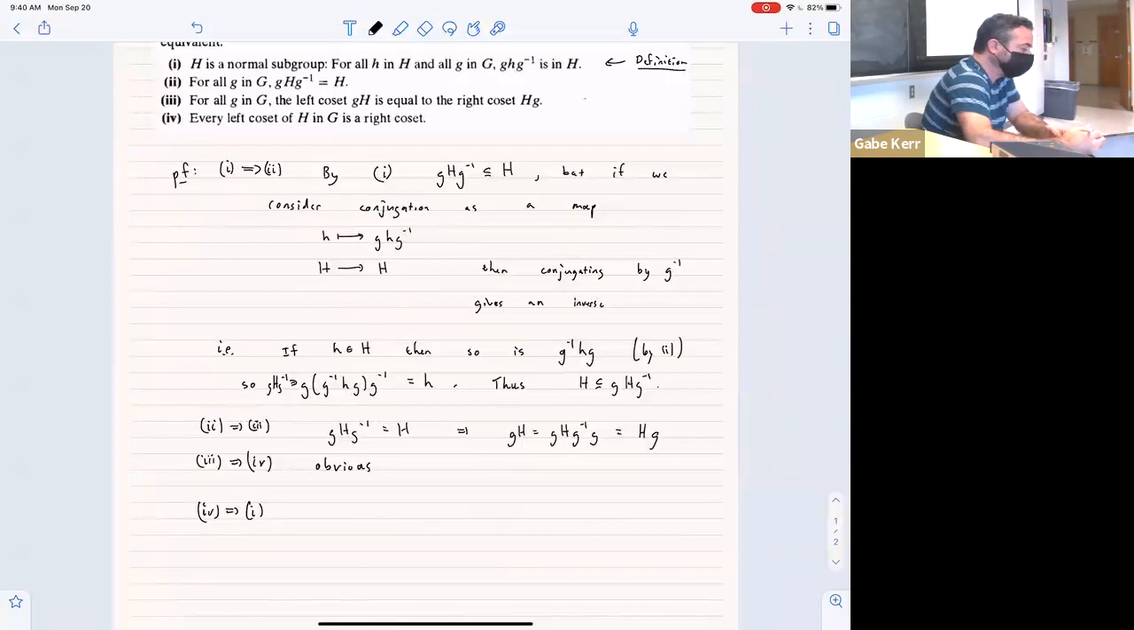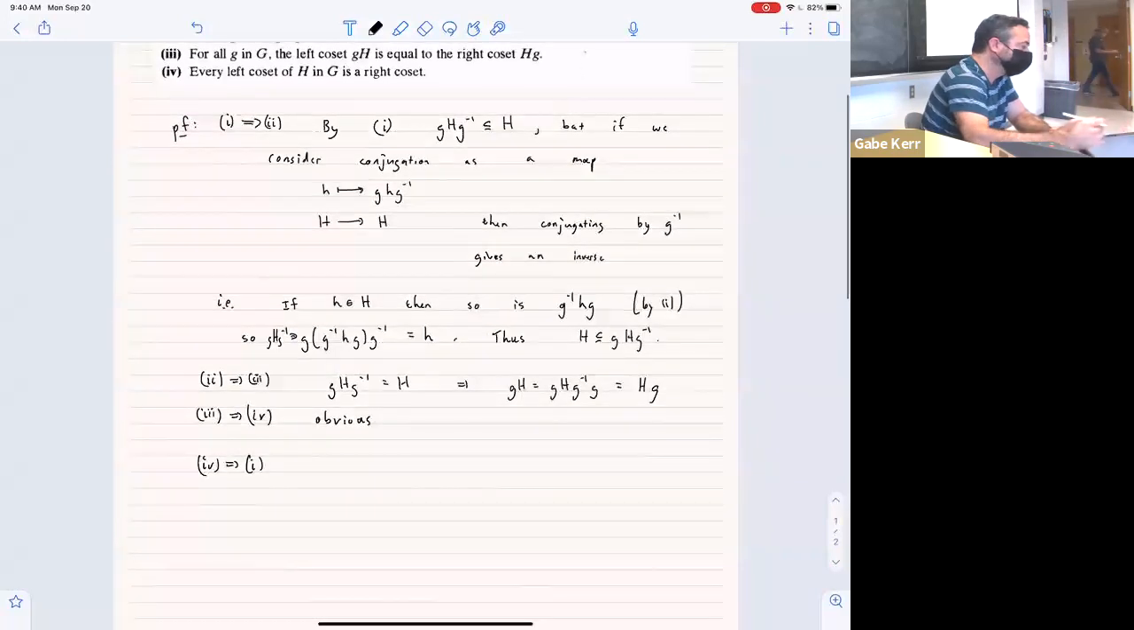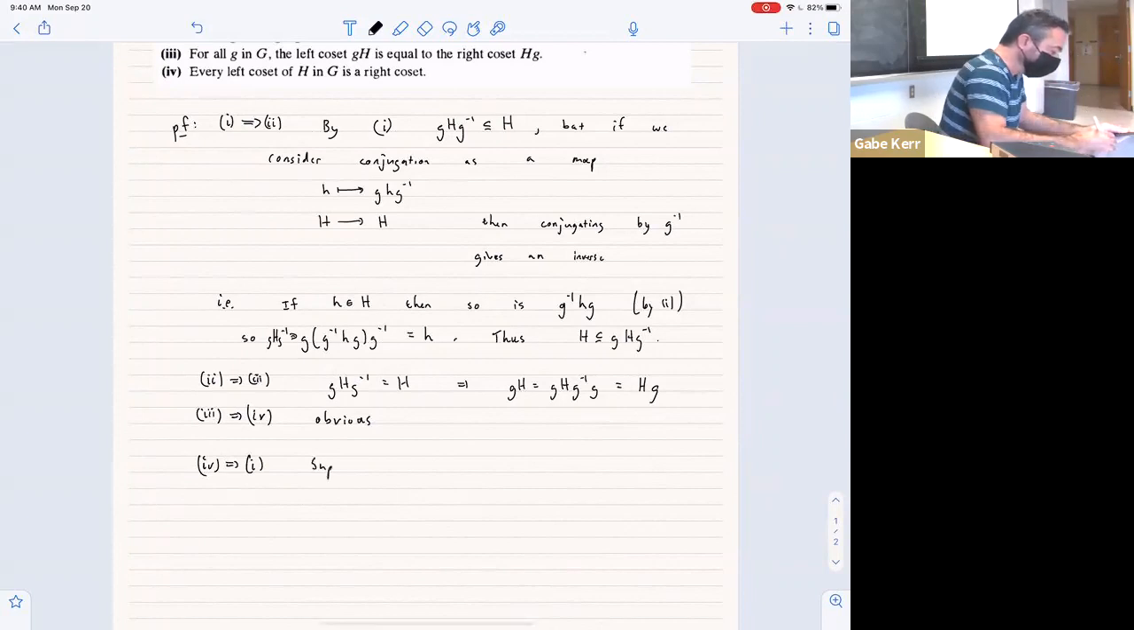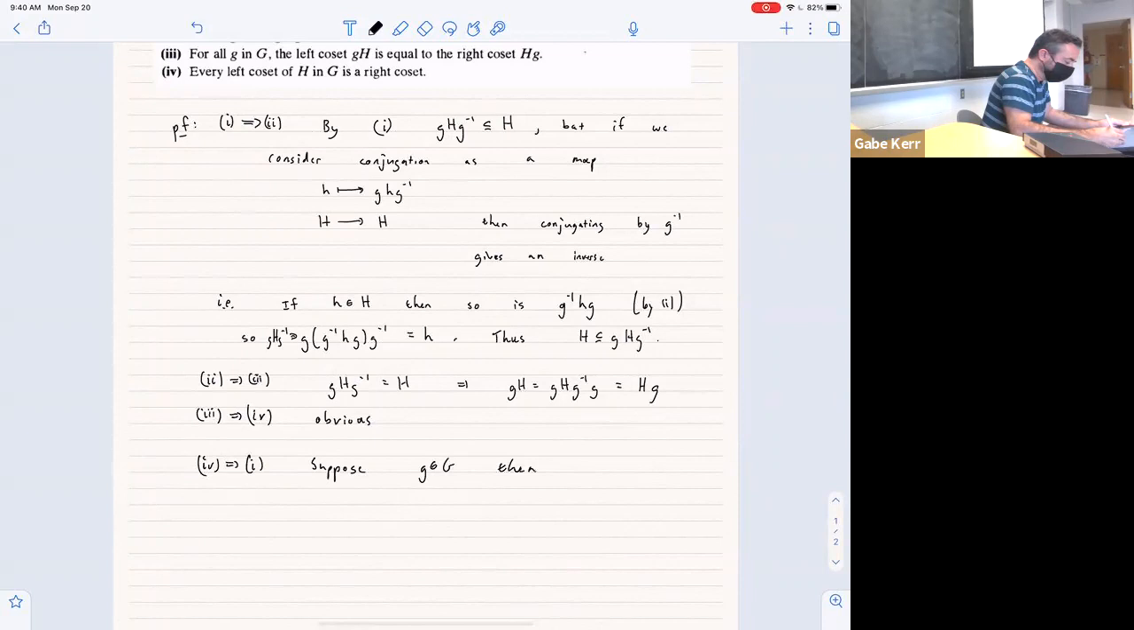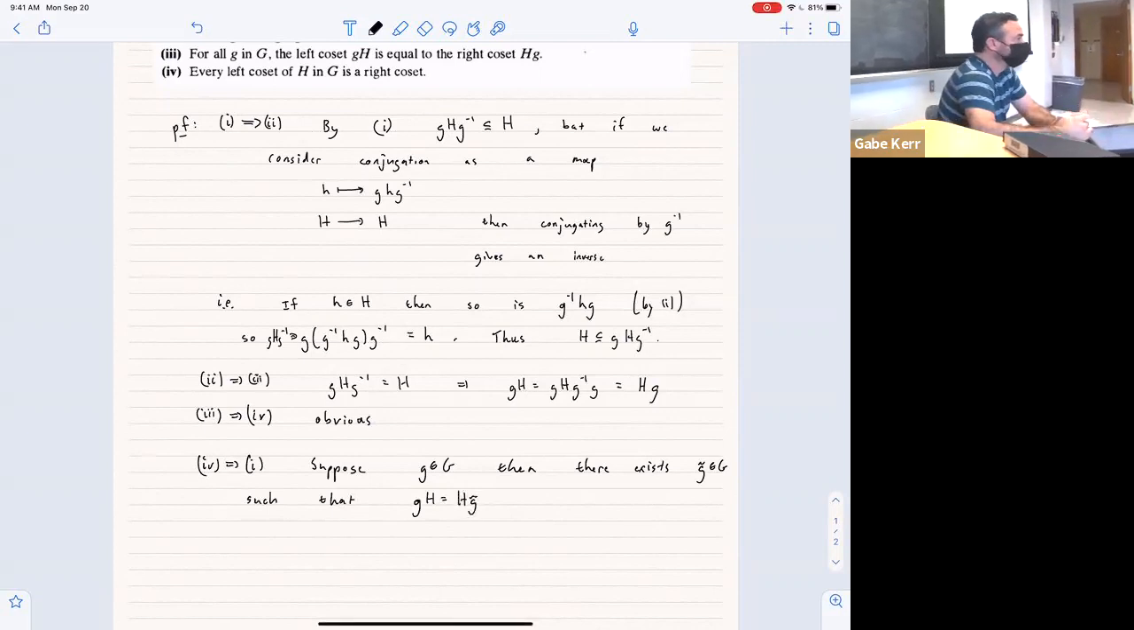So if we have G on the left, let's see, I think this will help to clarify what you have to figure out here. So let's assume what we're given, right? We can't assume more. So suppose G is any element in G, then 4 says the following thing: there exists, I'll call it G tilde, in G, such that GH equals H G tilde. That's what 4 says. They're not necessarily the same element. It says that a left coset is equal to some right coset.